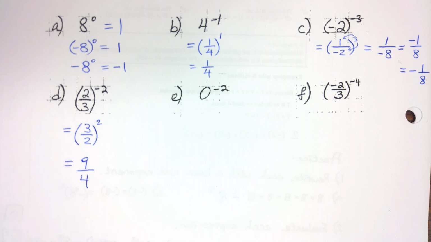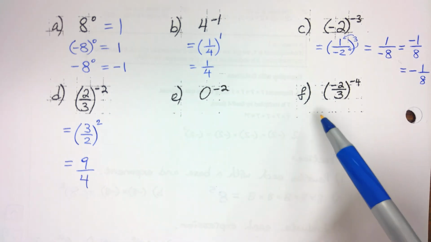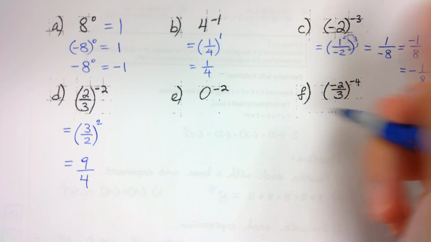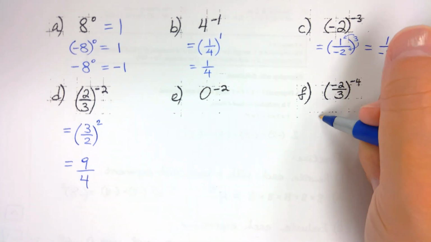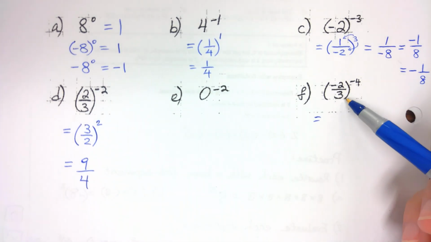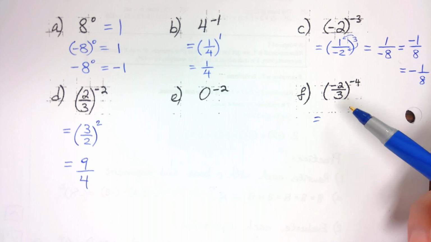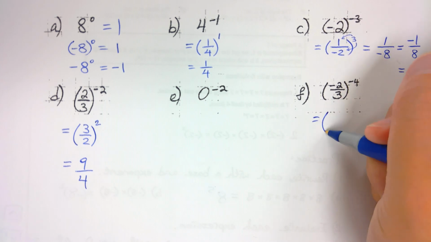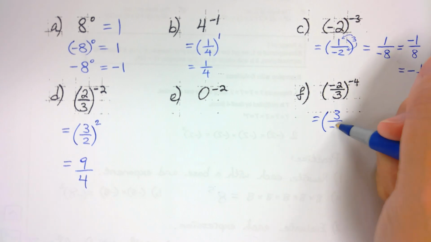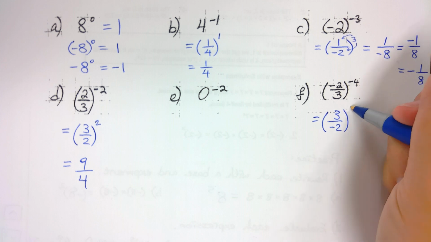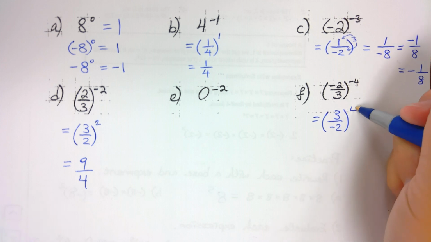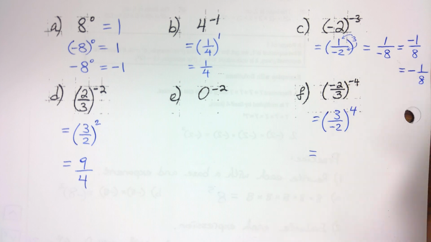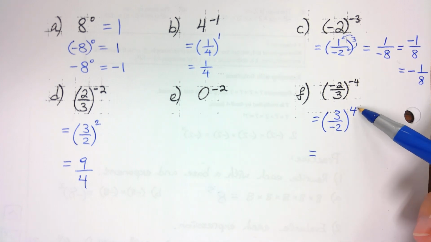Alright. Let's do F first, because E is tricky. Okay, what's my base right here? Somebody who I haven't heard from. Okay, you ran? -2 over 3. And when I flip it? 3 over -2. Good. Kadrian, what's my exponent now? Positive 4. Good.